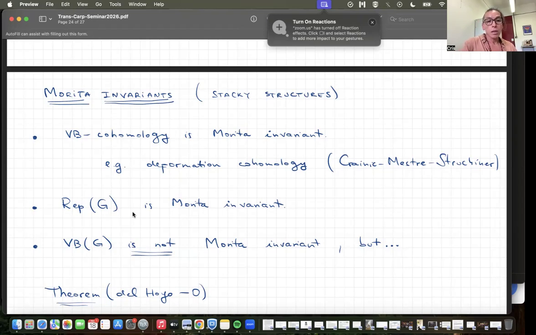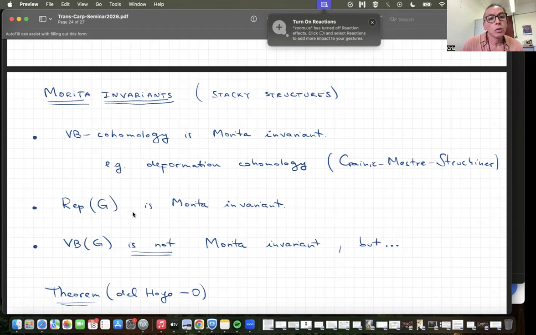And you can look at the category of VB groupoids over a groupoid G. It turns out that this category is not Morita invariant. So in this paper with Matthias, we gave a very concrete example of this. But the point is this.